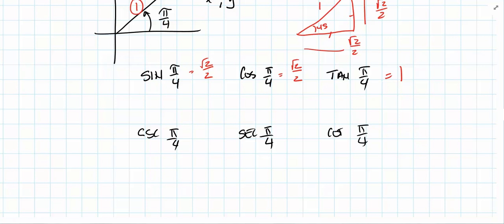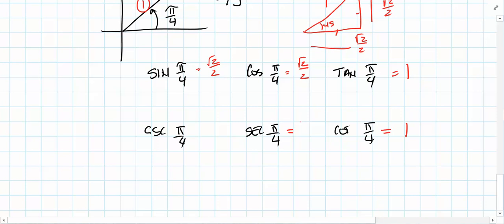Okay, now let's take the reciprocals. What's the reciprocal of 1? 1. You're thinking of opposite. The opposite of 1 is negative 1. The reciprocal of 1 is just 1. Okay, now, root 2 over 2. Let's invert that. Yeah, very good.